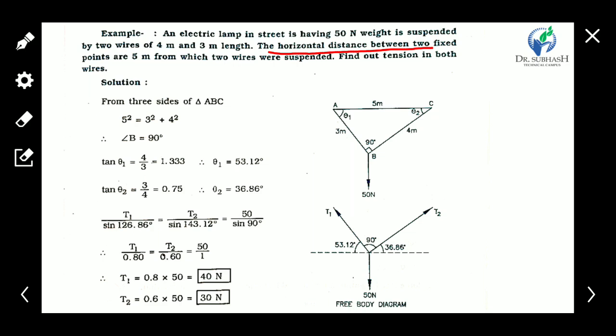The horizontal distance between the two fixed points is 5 meter, from which the two wires are suspended. Find out the tension in both wires. We have to find the tension force of these two wires. Theta is not given, nothing else is given, and we have to develop the figure ourselves.